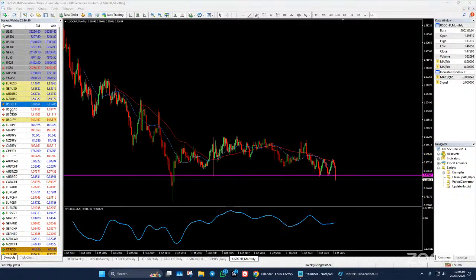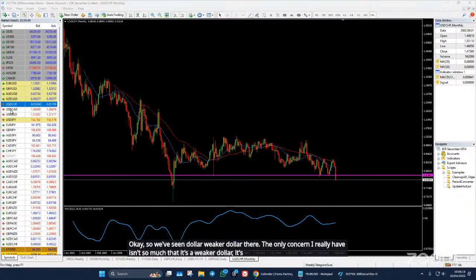Okay, so we're seeing weaker dollar there. The only concern I really have isn't so much that it's a weaker dollar, it's that it's overextended and it needs to pull back a bit.